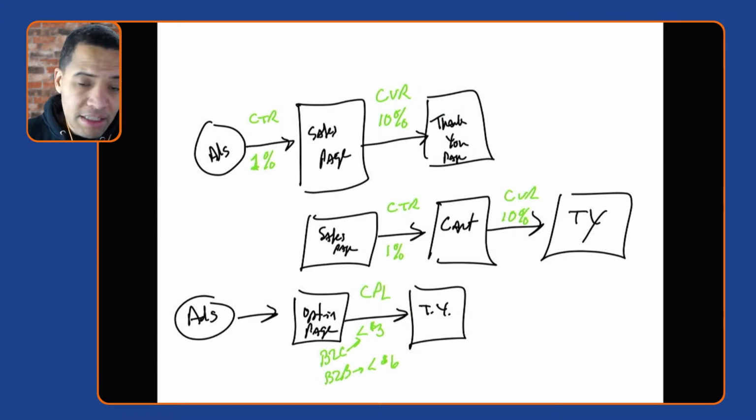Then we can even break that down more, right? If we have a cart to open, we're looking at a click-through rate of 1% and then a conversion rate of 10% to our thank you page. And then if we have an opt-in page where we talk about cost per lead, and that's if you're advertising of that sort, you have different metrics depending on if you're B2B or business to consumer. If you're business to consumer, anything less than $3 cost per lead is good. Anything less than $6 cost per lead is good as well for business to business.